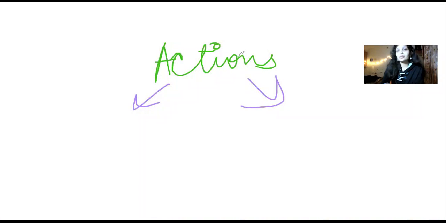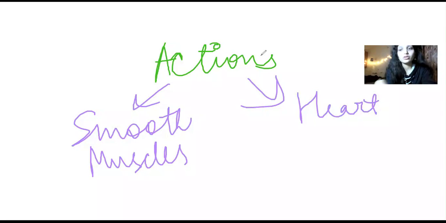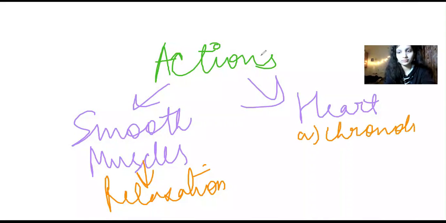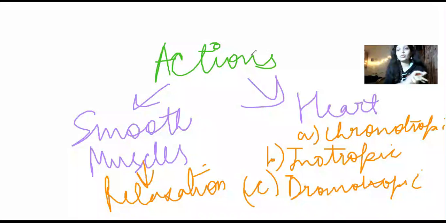These calcium channel blockers show action on two things, smooth muscles and the heart. When we talk about smooth muscle, they show relaxation. Now if we talk about the heart, first we need to understand three terms. Chronotropic means heart rate, inotropic means contractility and dromotropic means conduction.